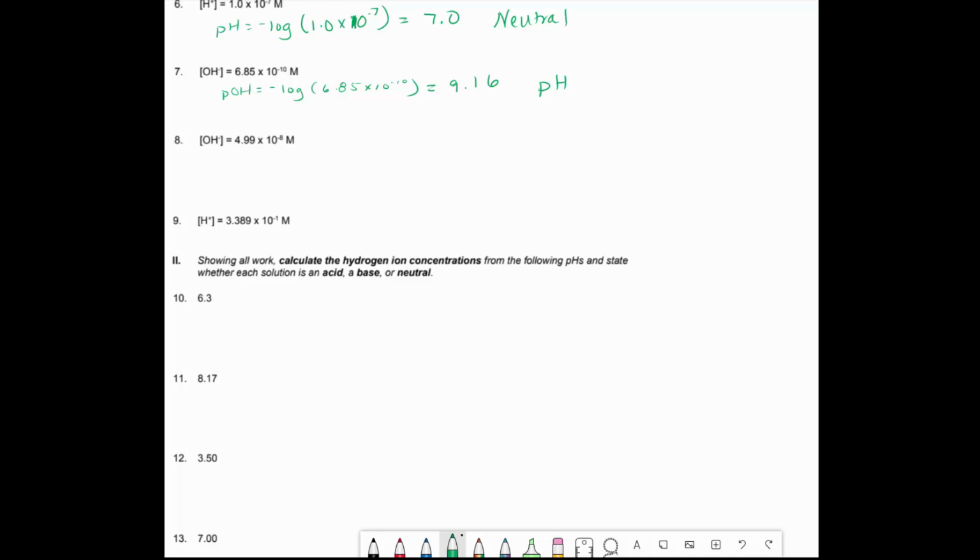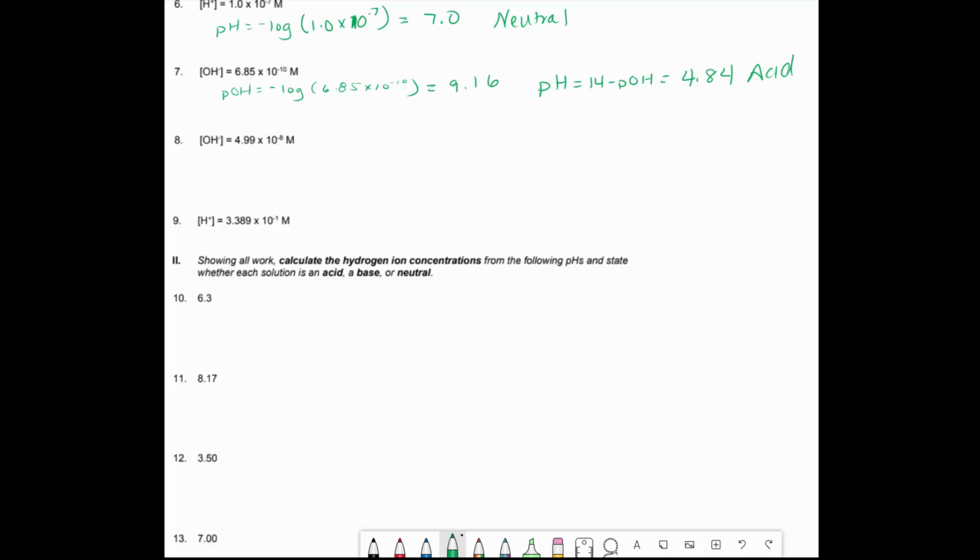So again, back to number 7. We have the pOH, now we need the pH, which is going to be 14 minus the pOH, which is 4.84 for this solution. And this is an acid because the pH is less than 7.